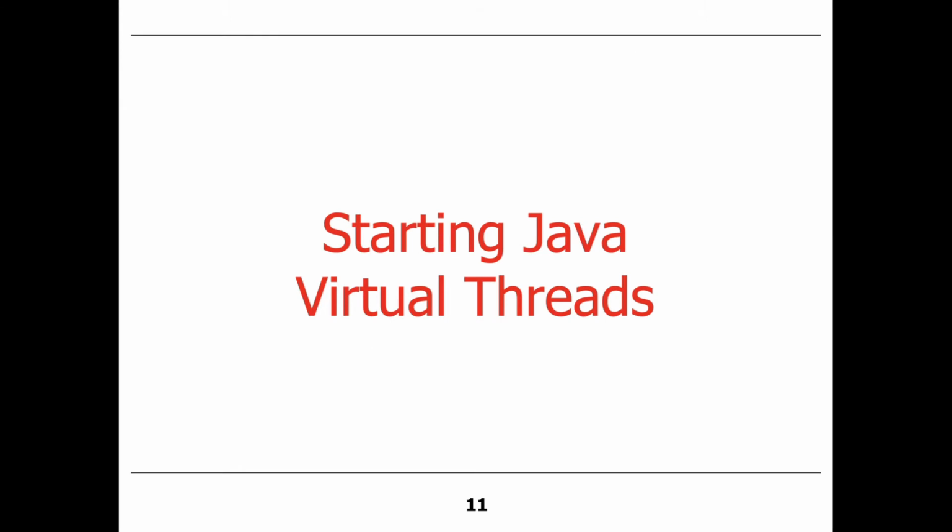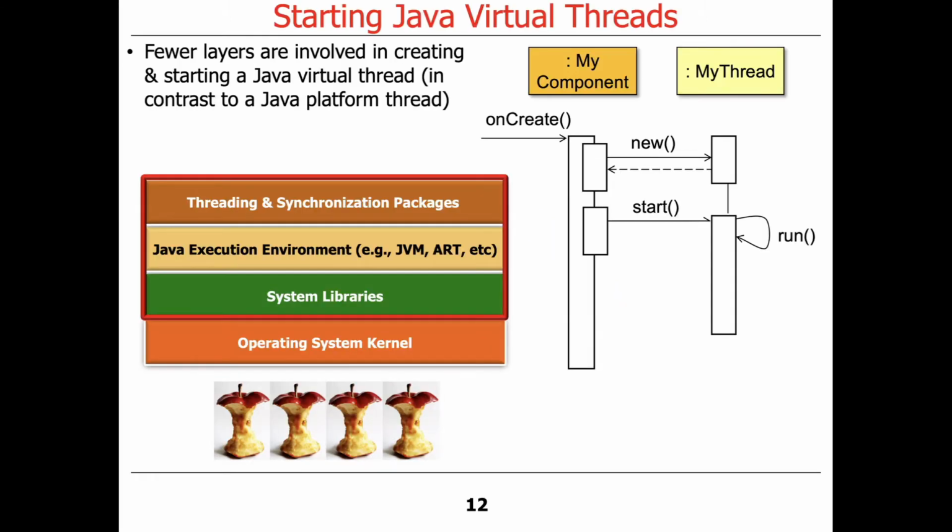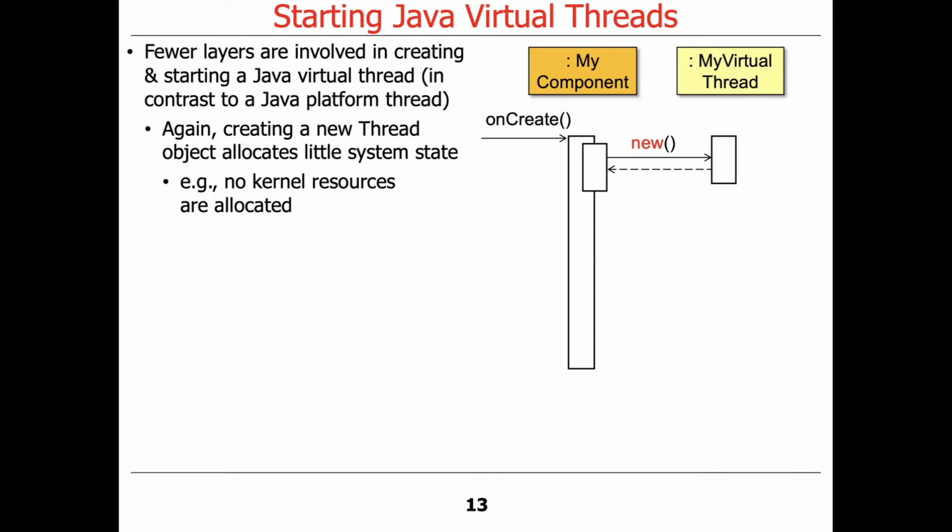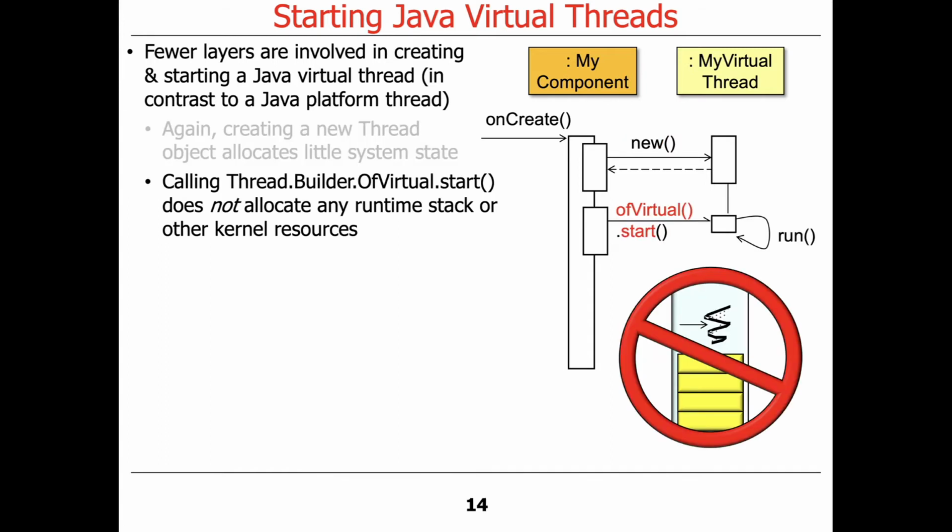How do we start Java virtual threads? Unlike platform threads, which go all the way down to the operating system kernel because we have to allocate real threads, virtual threads don't have to do that. So as before, making a new virtual thread is easy. It doesn't take much of anything because there are no kernel resources allocated at all. And when you call start on a virtual thread, that also does not allocate any runtime stack or other kernel resources.